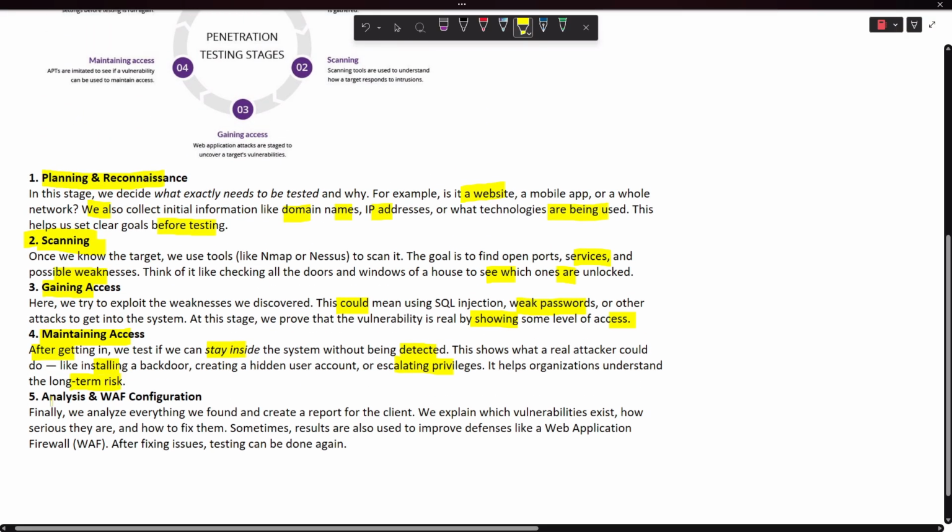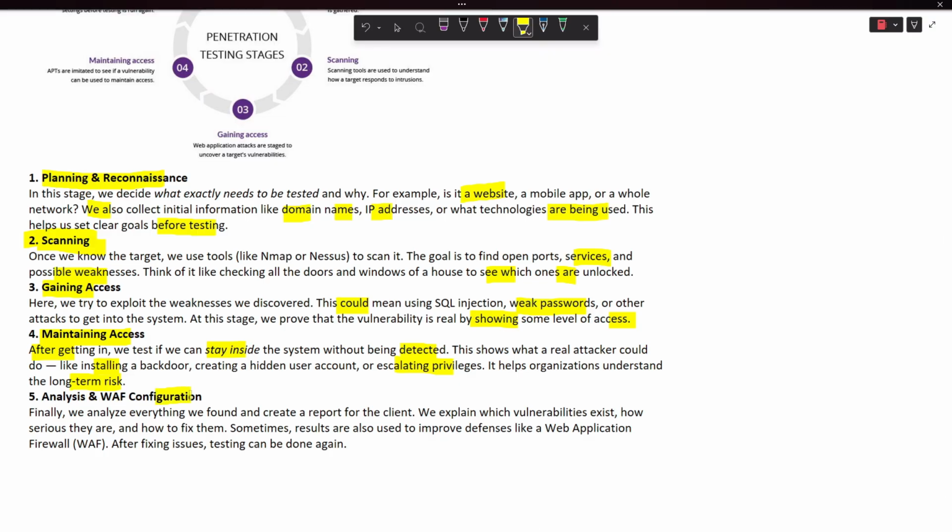Then at the end we have analysis and WAF configuration. Finally, we analyze everything we found and create a report for the client. This is the phase where you have tried everything and now you start creating a report. We explain which vulnerabilities exist, how serious they are, and how to fix them. Sometimes results are also used to improve defenses like a web application firewall. After fixing the issues, testing can be done again.